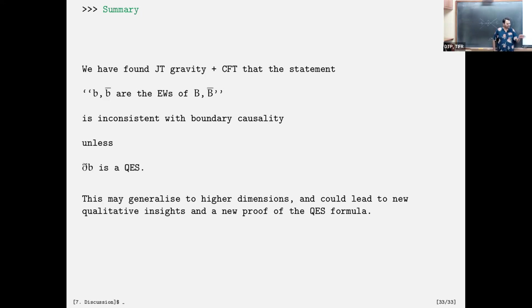Dong and Lewkowycz are just worth reading. I'm not able to reproduce the precise statement, but they have a precise statement. They're not messing around. Okay, let's sign off.